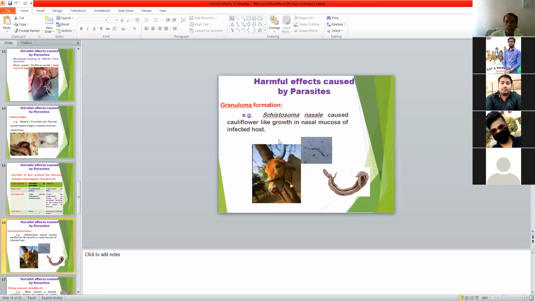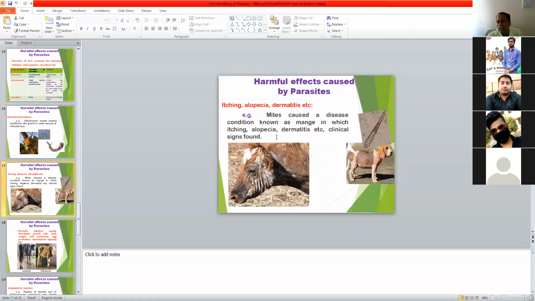Then some parasites cause granuloma formation, like Schistosoma nasale causes cauliflower-like growth in the nasal mucosa. This is the egg of Napoleon hat shape. A specific morphology of the Schistosoma nasale is the Napoleon hat-shaped egg. This is the egg. This is the adult parasite. This is the female parasite. This is the male parasite. And this is the egg found in the nasal mucosa. This is the blood fluke found in the nasal mucosa, nasal vein, and causes cauliflower-like growth in the nasal mucosa.